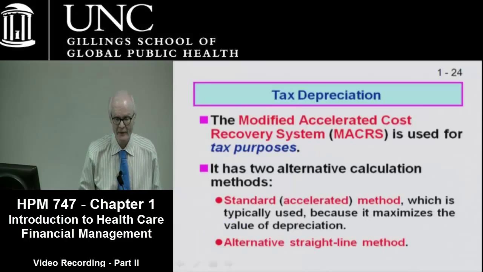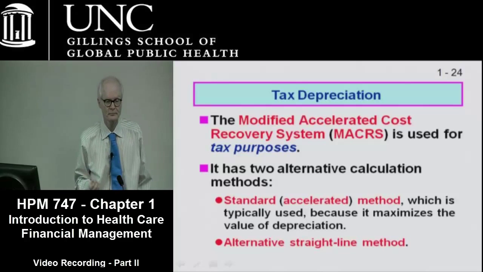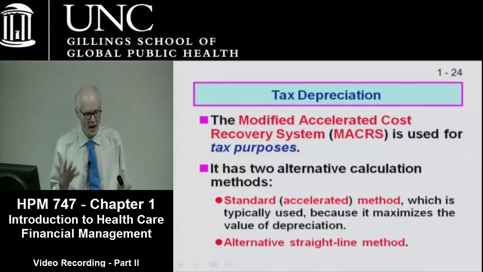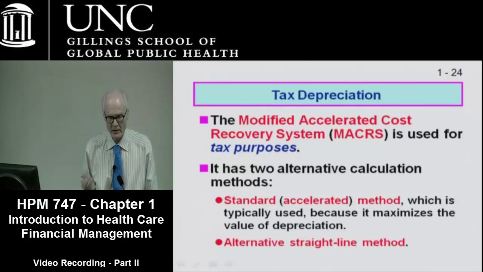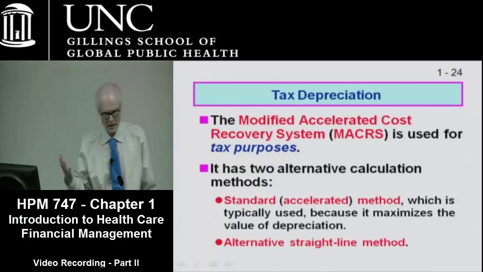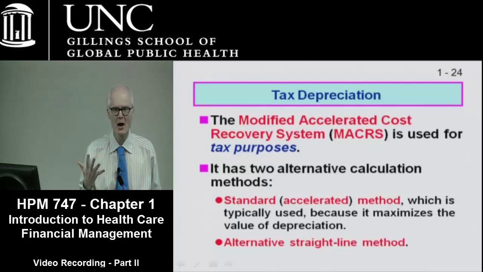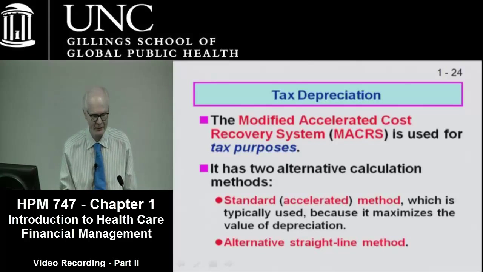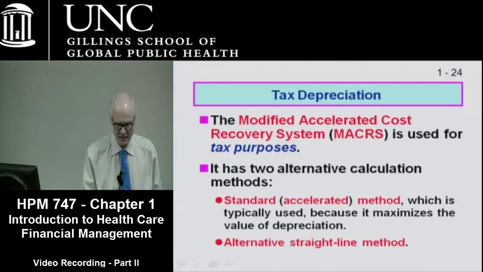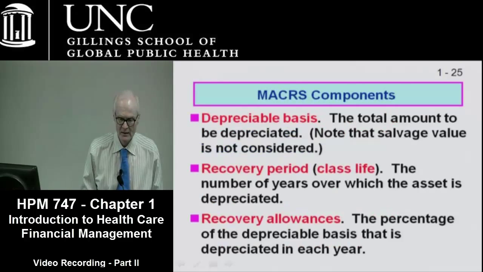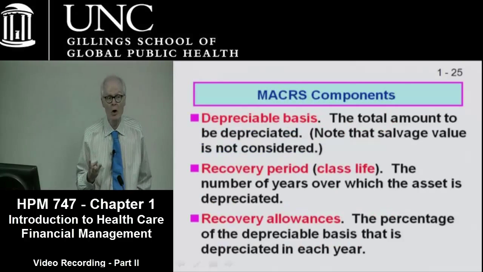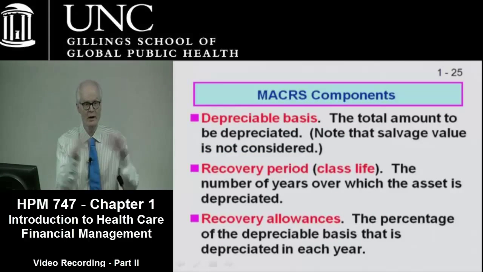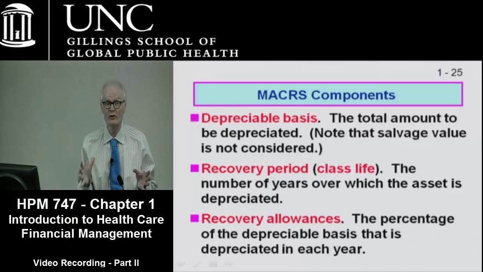Uncle Sam has a different method. The federal government, the IRS, has a system called MAKERS or MACRS, depending on where in the country you grew up. And it's called a Modified Accelerated Cost Recovery System. And this is used for tax purposes only. The standard method and the alternative method. I'm going to only go through the standard method. The standard method includes 3 components. The depreciable basis, which is what is the total amount to be depreciated.